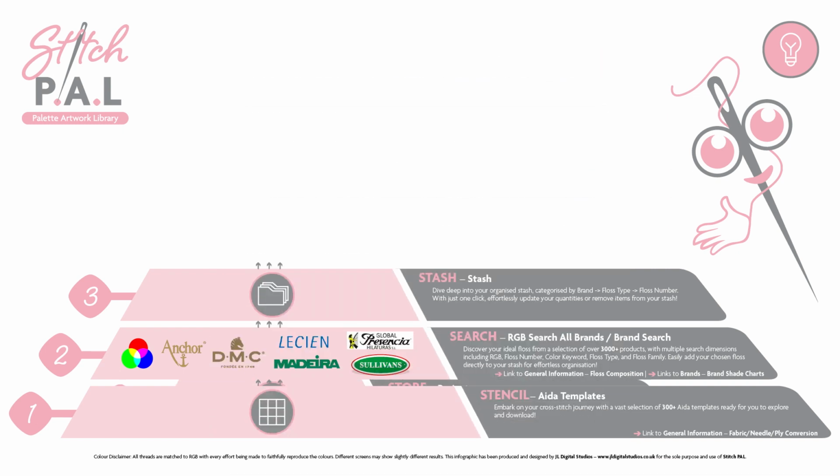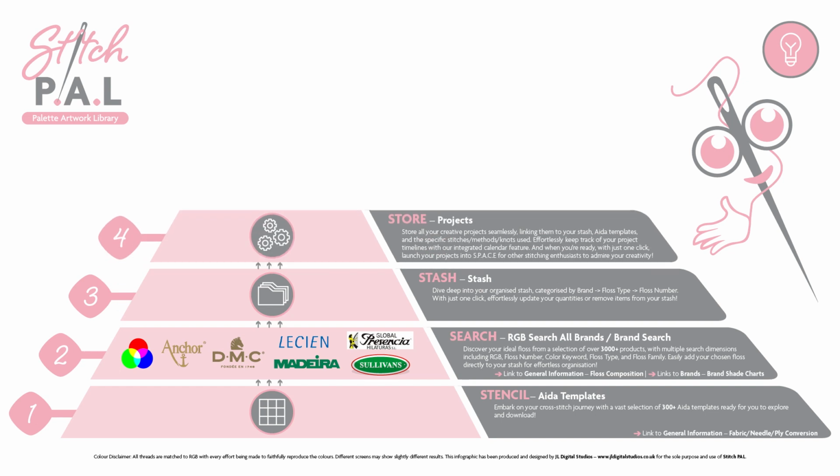Stage 4 is all about your projects. Store all your creative projects seamlessly, linking them to your stash, Aida templates, and the specific stitches, methods, knots used. Effortlessly keep track of your project timelines with our integrated calendar feature. And when you're ready, with just one click, launch your project into S.P.A.C.E for other stitching enthusiasts to admire your creativity. The handy STENCIL short name for projects is STORE.